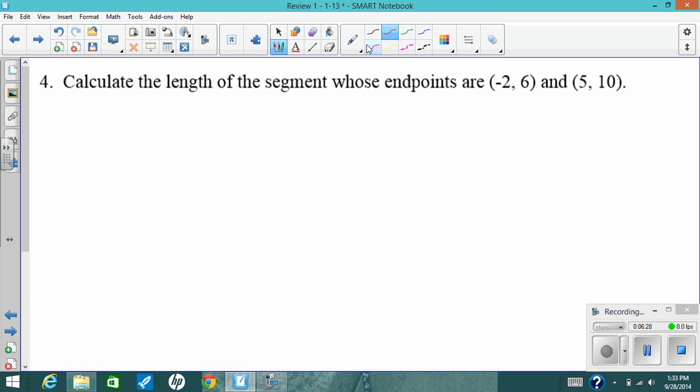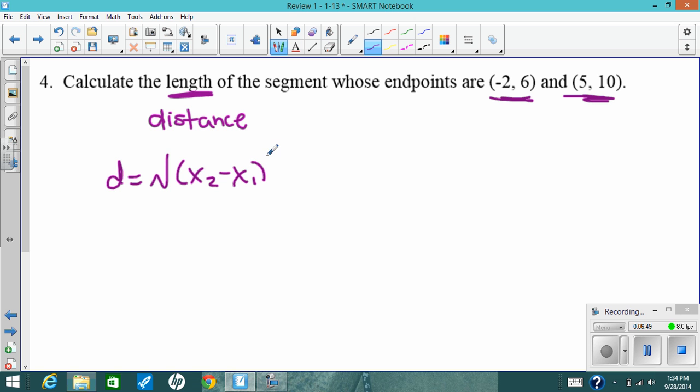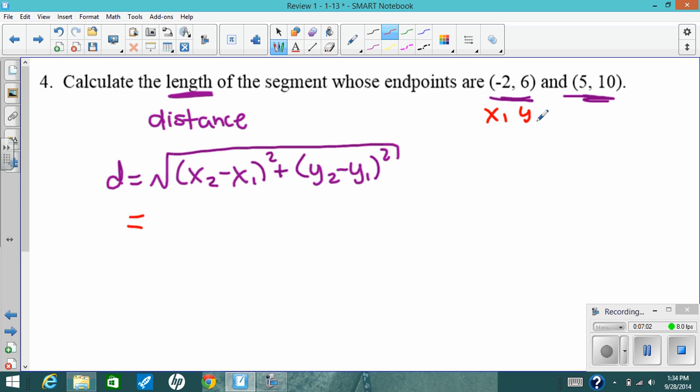Here we want to calculate the length of a segment. Length is the same as distance. So this is almost exactly the same as number 1. We have coordinates of the endpoints of the segment. We can just find the distance between those 2 points, starting by writing the distance formula. Remember, this is a formula you need to know for the test. I will not give it to you. I'll label this x1, y1, this one x2, y2, and we're off to plug and chug.